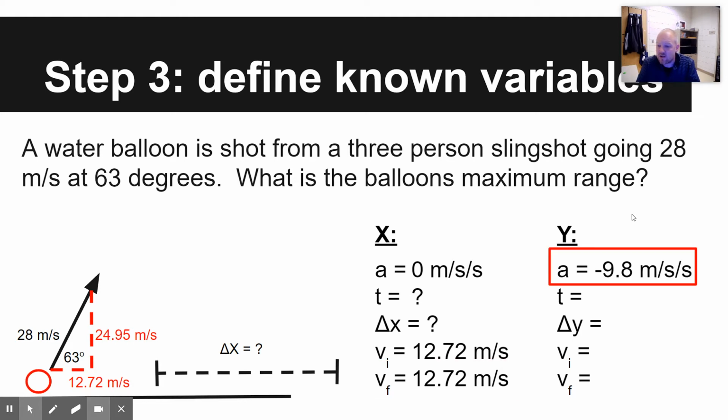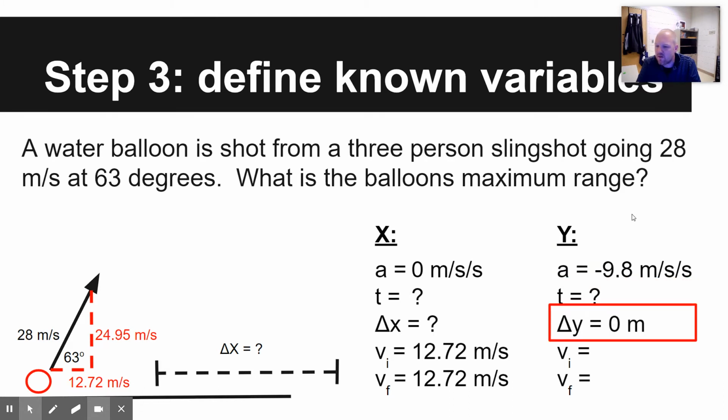In the y direction, we can assume that the object is in free fall. Again, probably not true, but we're going to assume that it's in free fall. So we have acceleration due to gravity that's negative 9.8 meters per second squared. Again, we don't know time. We know that the delta y, or the change in vertical position, is going to be 0.